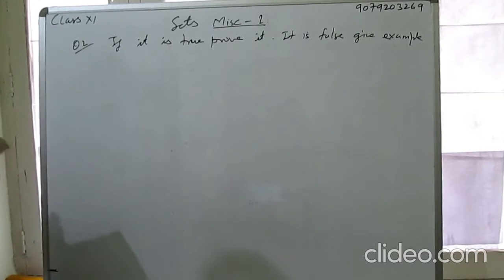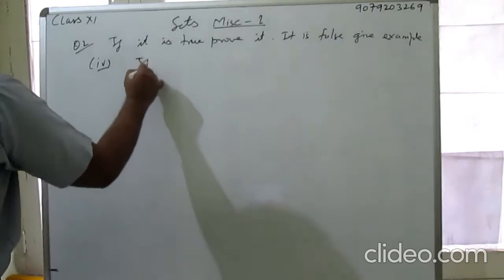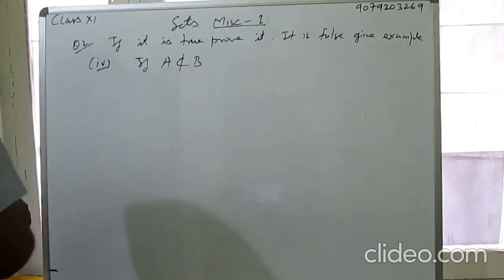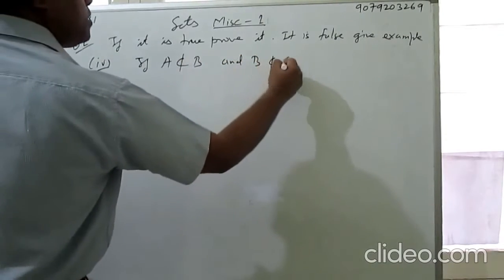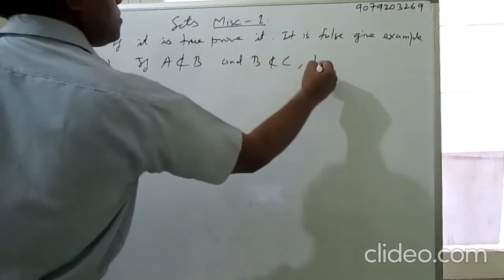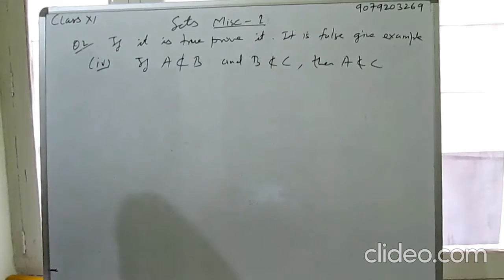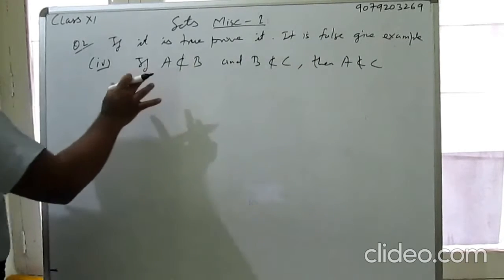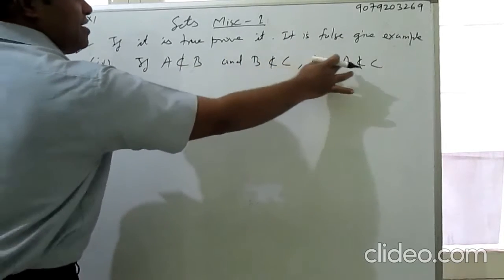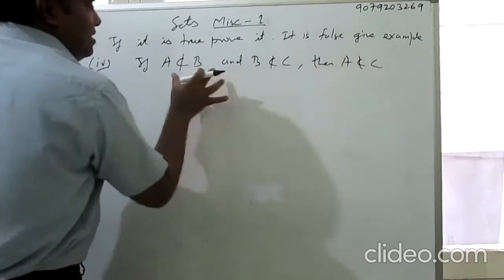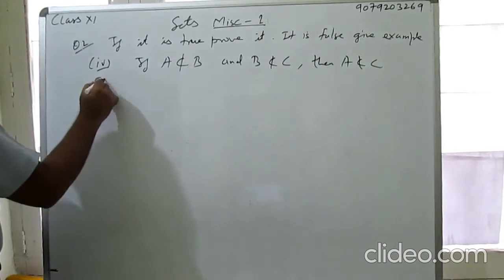Now fourth part. If A is not a subset of B and B is not a subset of C, then A is not a subset of C. Is it true or false? See, A is not a subset of B, B is not a subset of C, then A is also not. But if these two conditions, we can prove A is a subset of C, so it is false.